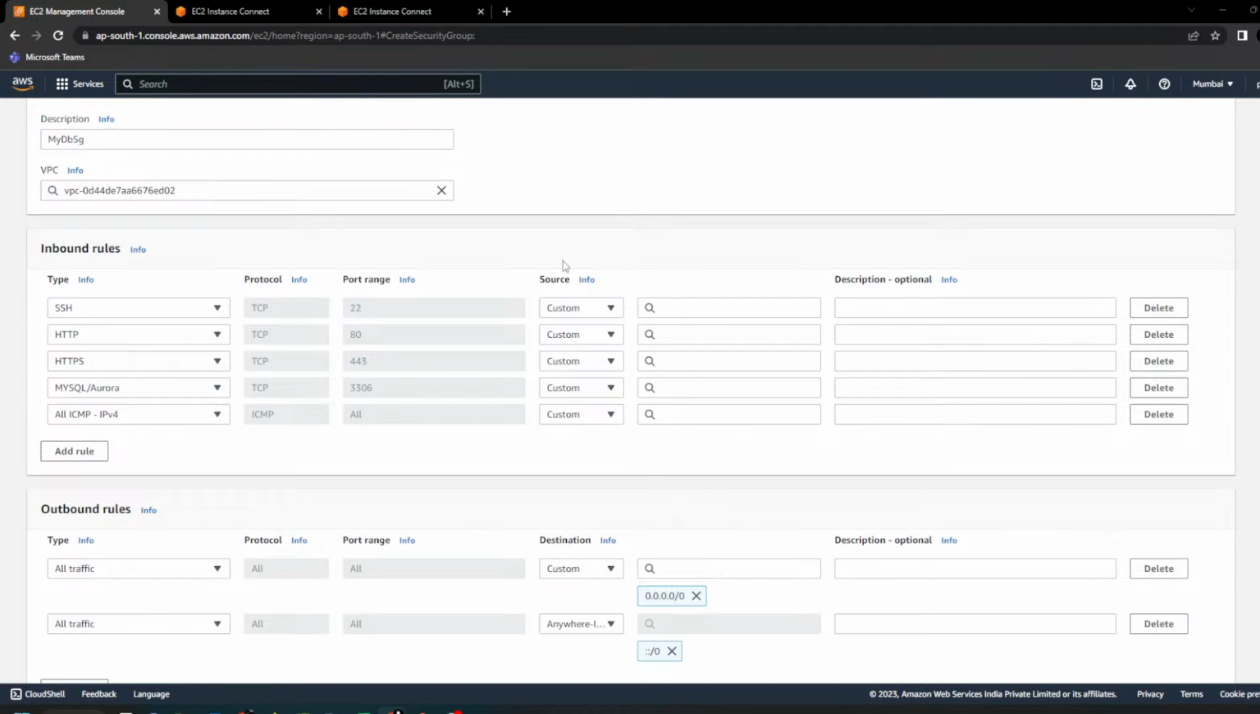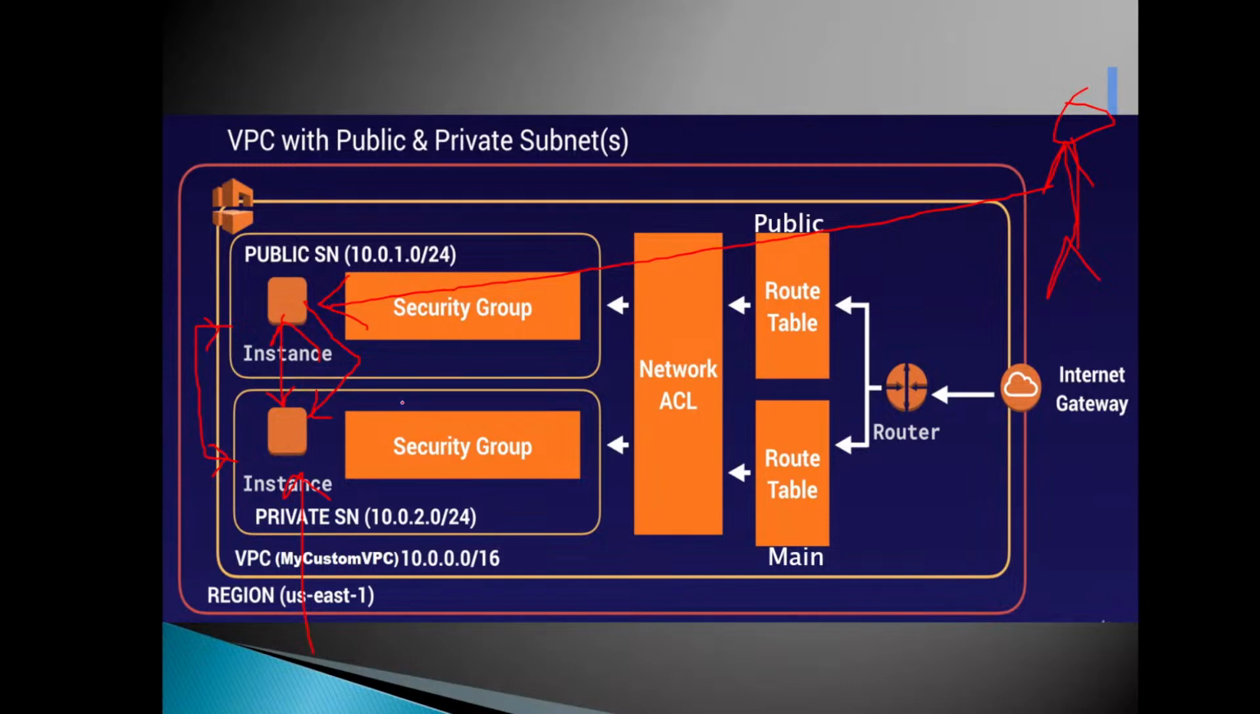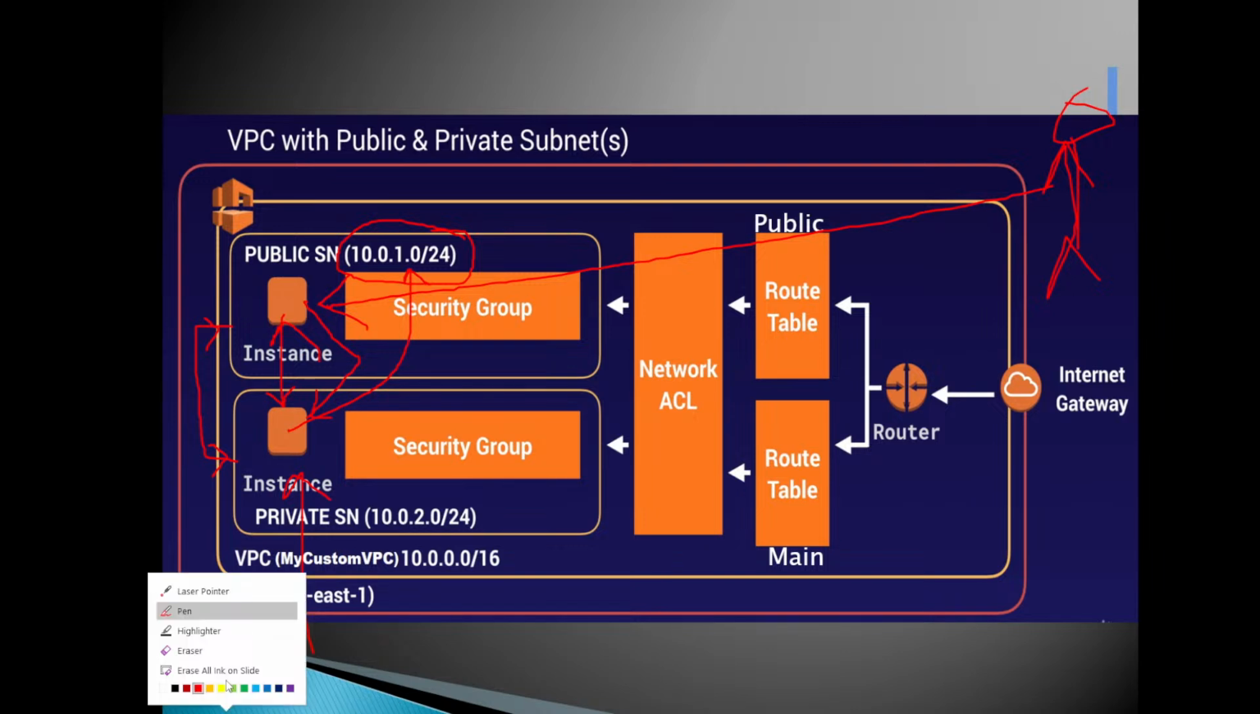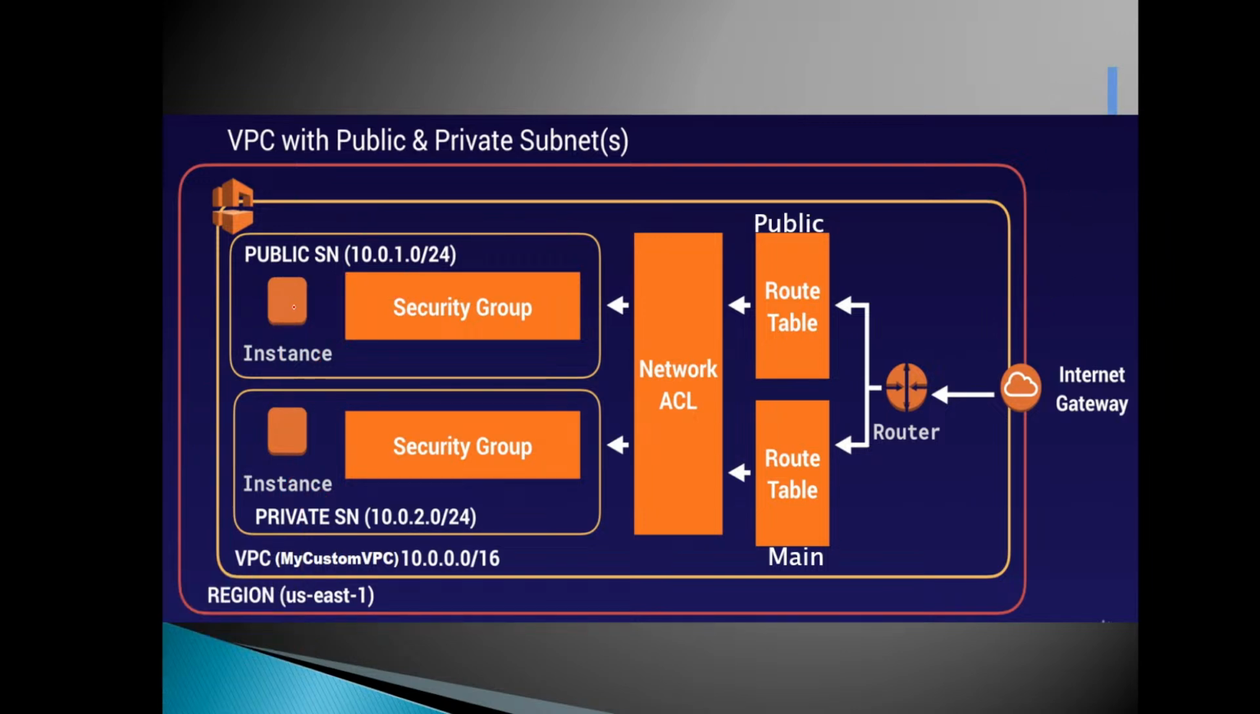Now, from which IP range do I want this EC2 machine to be connected? Should it be open to the world? No, I don't want this EC2 machine to be connected apart from this IP range. That means only allow this IP range, right? Where does this EC2 machine belong to? In this subnet, I want to connect into this EC2 machine.